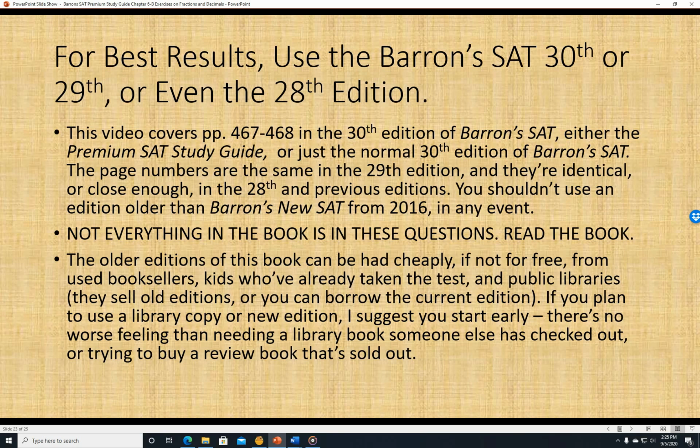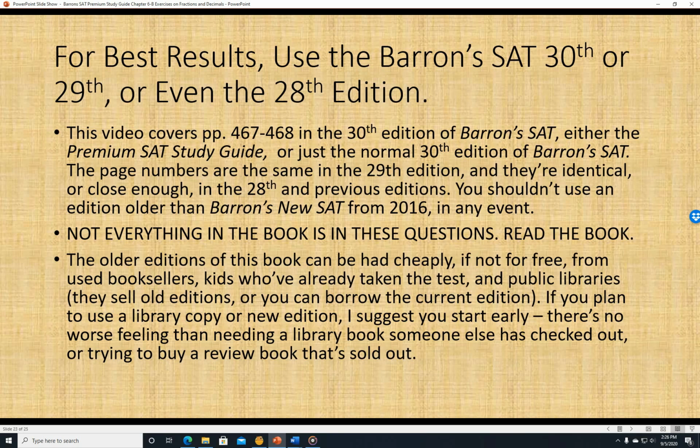Not everything in the book is in these questions. Please read the book. You can get older editions of this book, like the 28th or 29th edition, cheaply, if not for free, from used booksellers, kids who've already taken the test, public libraries. They often sell or give away old editions. Literally, I've bought old SAT books for a dime at public libraries before. Or you can borrow the current edition from the library.